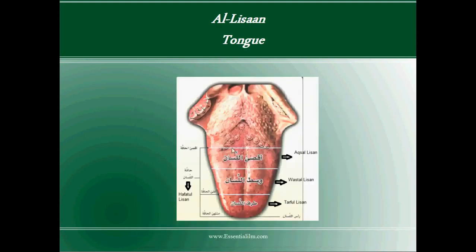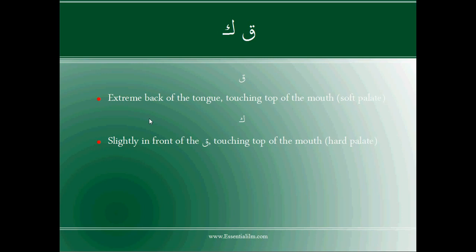Al-lisan, this is the tongue. Basically the rest of the letters that we're going to be covering are from the tongue, except the last three. So these are the parts of the tongue that we will be coming back to: the back of the tongue, the middle of the tongue, the front of the tongue. Now, qaf with the 2 dots on top is from the extreme back of the tongue, touching the top of the mouth. And what part of the mouth does it touch? It touches the soft palate.